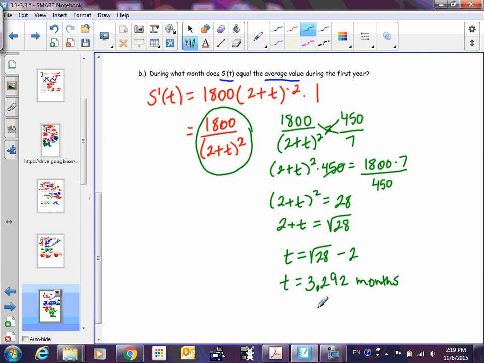So we're almost done. We're not quite, because we didn't really answer the question. If the question had been, what is the value of t when this happens, we're good. But it says during which month? So how do we answer this? April. Okay, that's one way to answer it. So let's say during the first month. You know what I mean? Which month is it? April.